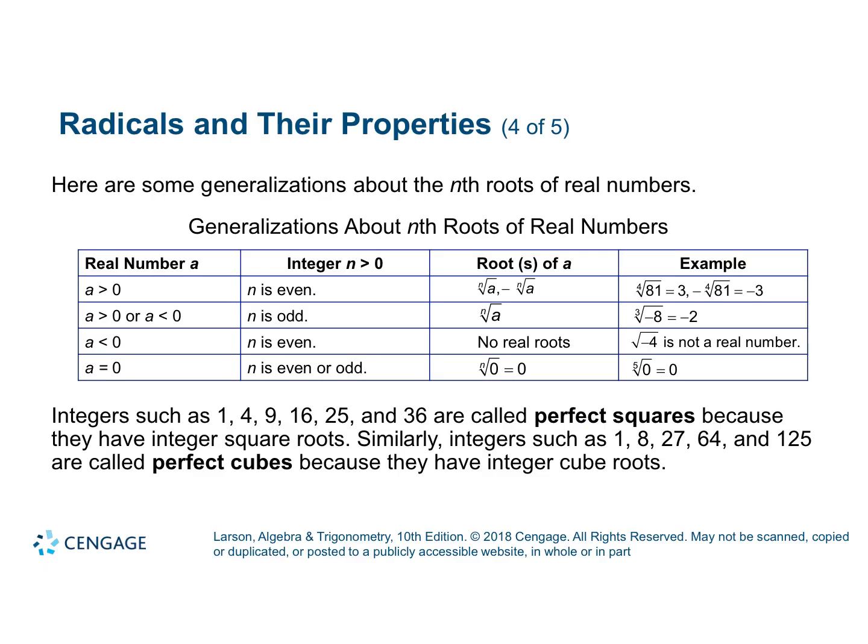Now we're going to go over radicals and their properties. So here are some generalizations about the nth root of a real number, the n being the index. The index is the small number right in front of the radical sign. That is its name, the index. So when a is greater than 0, n is even. So that's just a generalization. You also have a is less than 0, which is saying that n would be odd. We also have a is less than 0, so n is even. And then we have a is equal to 0, so n is even or odd.